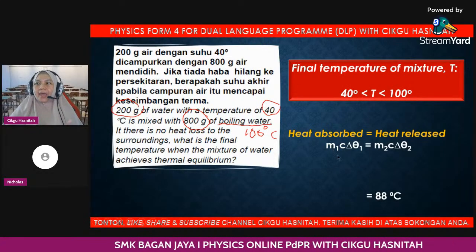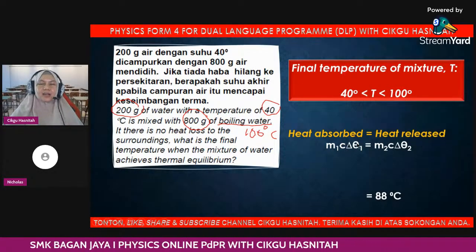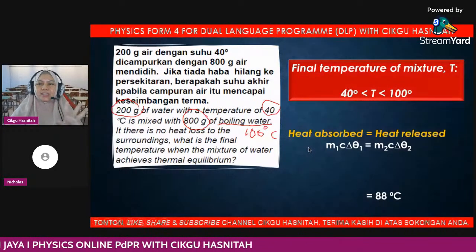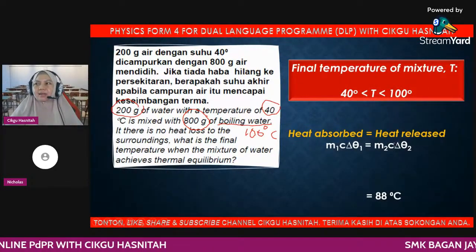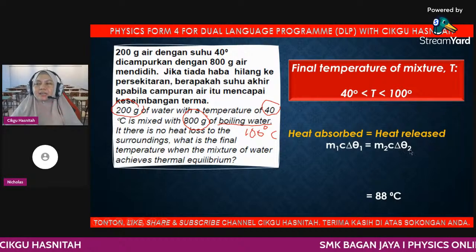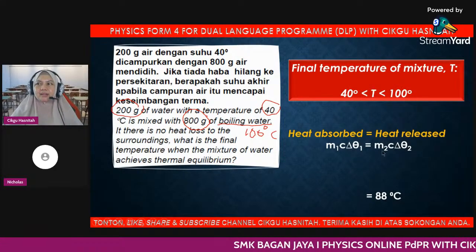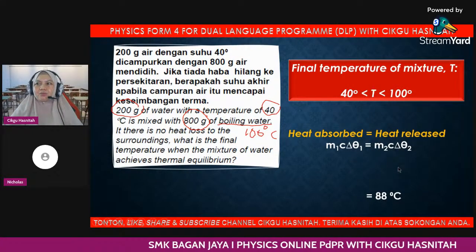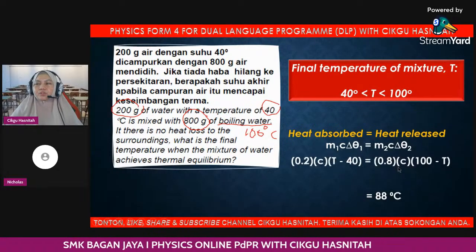So heat absorbed is m1 c delta theta 1. This is for the water at 40 degrees Celsius. And heat released is m2 c delta theta 2. This is the heat released from the boiling water. So you do the substitution.